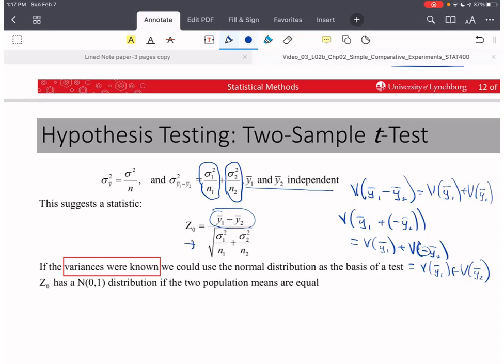Now, this is a big if. If we actually know the variances, we can use the normal distribution. And we could say that Z naught, our test statistic, that's what this is called, would have a standard normal distribution as long as the two population means are equal. This is under H naught, under the null hypothesis.